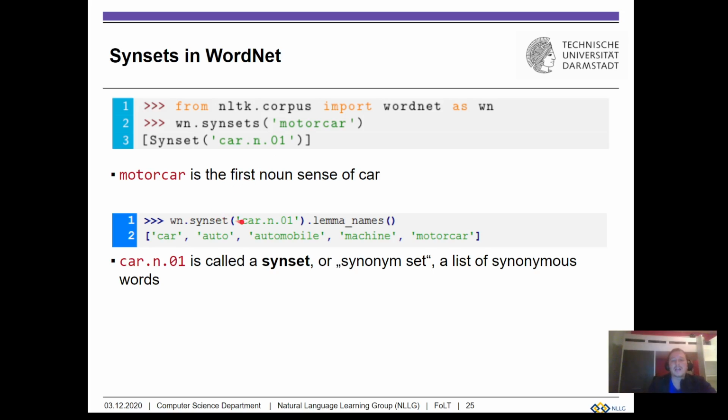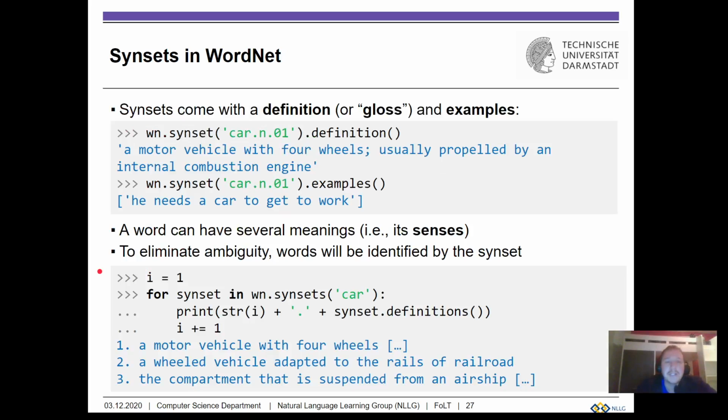When we then check a certain synset, namely car.n.01, we can look into the words that are comprised in this synset and which are considered synonymous. In this case, we have the names car, auto, automobile, machine, and motorcar as being considered synonymous, and these are the words that constitute this synset here. Each synset comes with a definition and with examples.